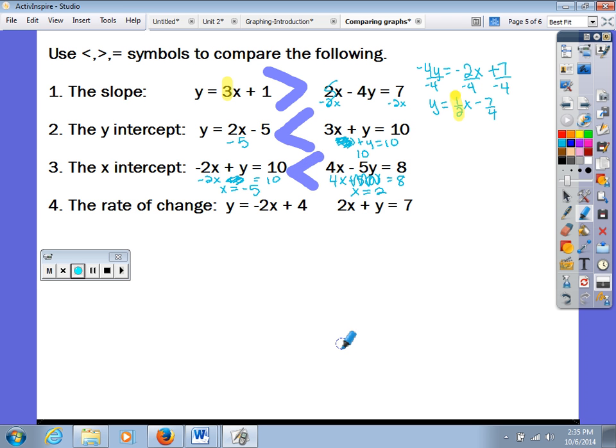Here signs still matter because we're talking about greater than. Got it? I'm not saying what's steeper. And this isn't steeper. This is x-intercept, so it has to be greater. Okay, number 4, the rate of change. So, Tyler, what is my rate of change for this problem?